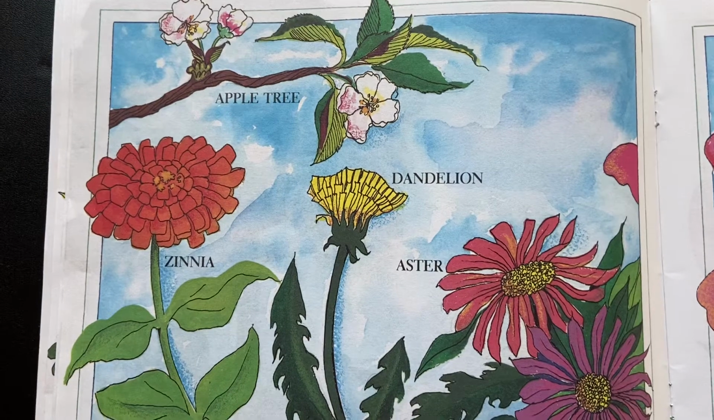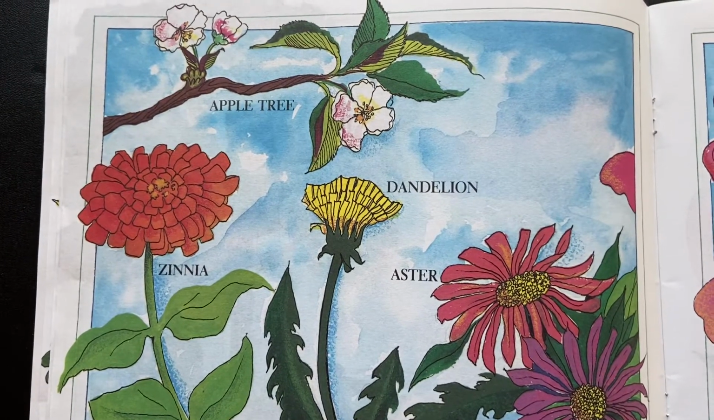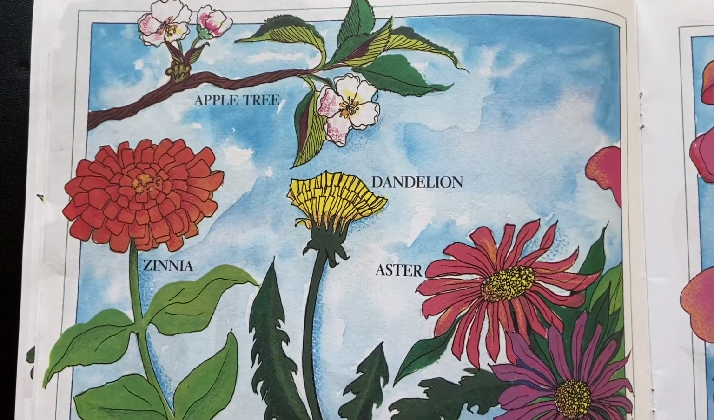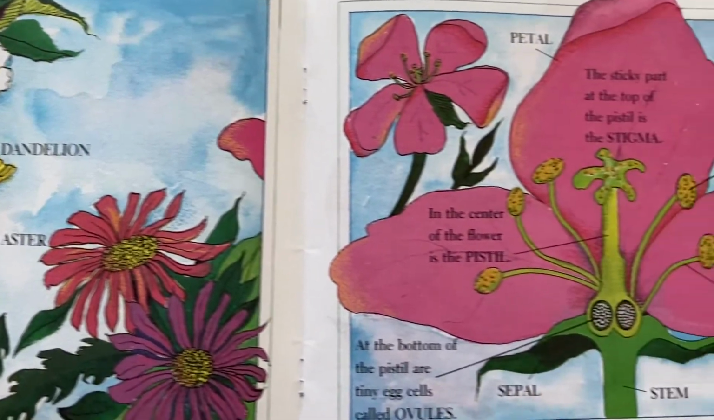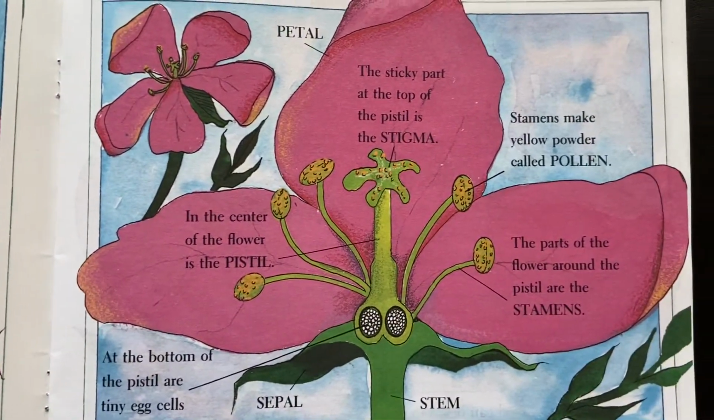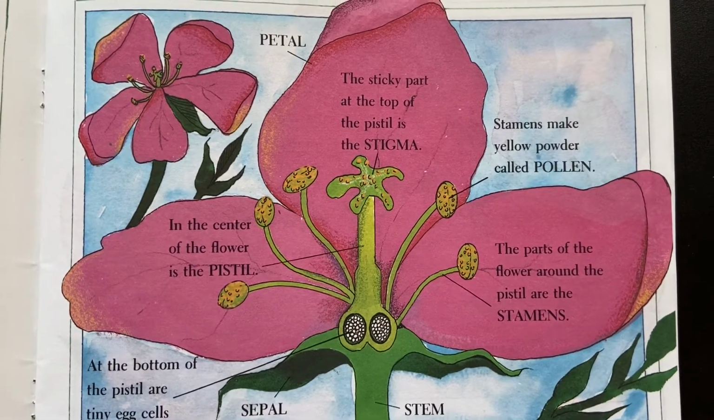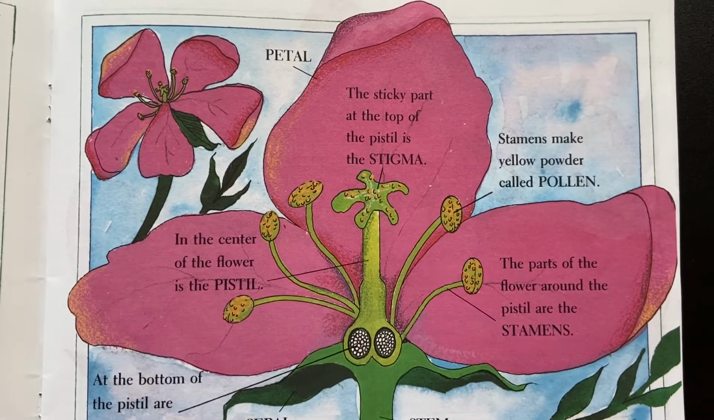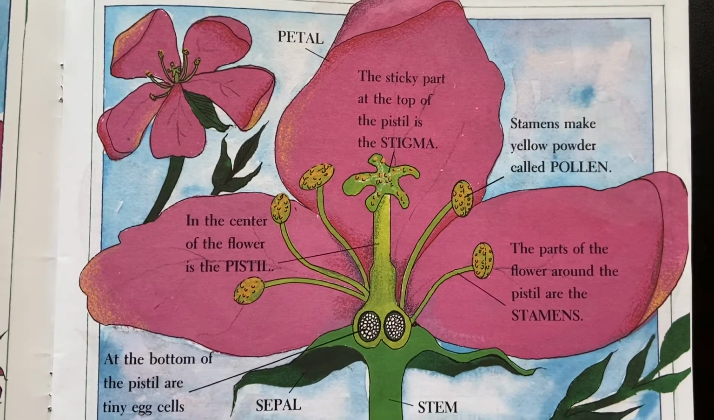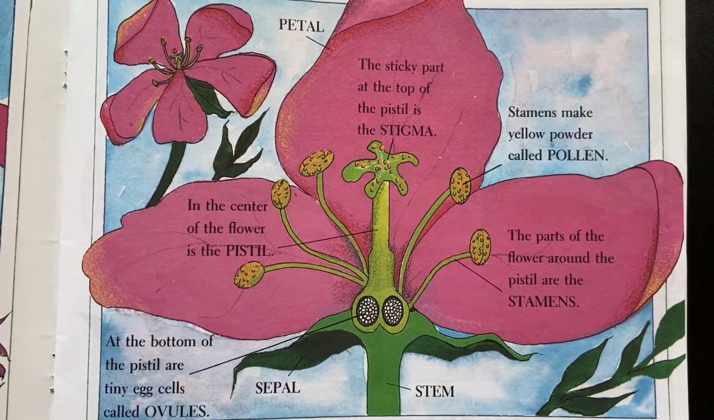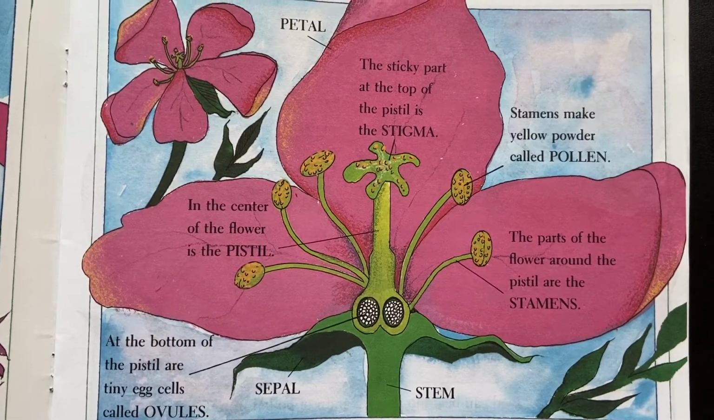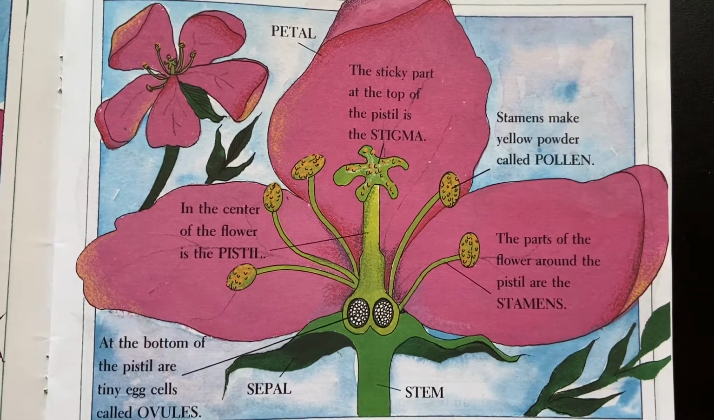Many plants grow flowers. Flowers are where most seeds begin. A flower is made up of many parts: the petal, the stigma, the pistil, the sepal, the stem, the stamens, the pollen, and the ovules. You can see that diagram.